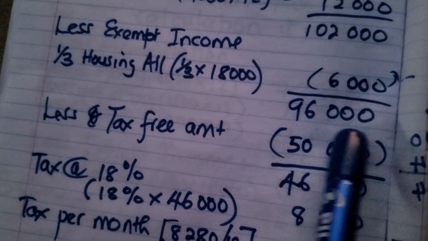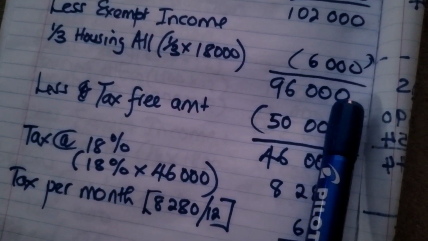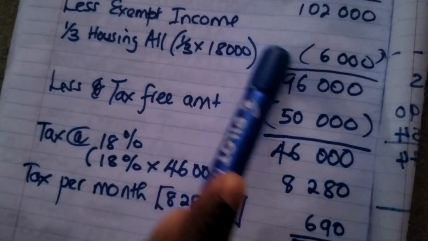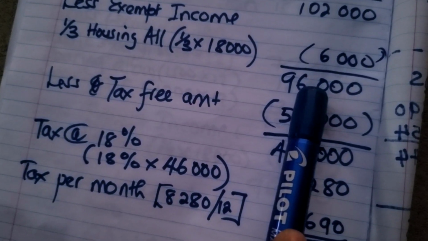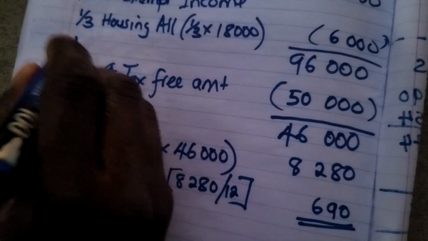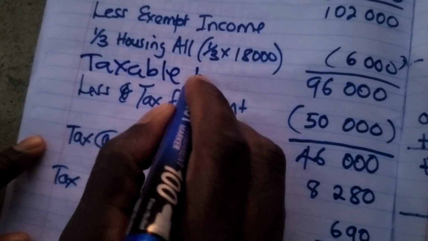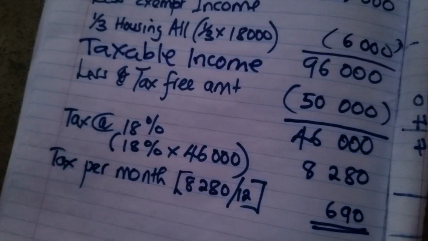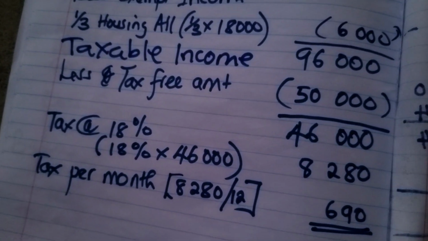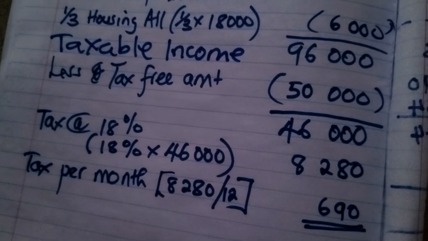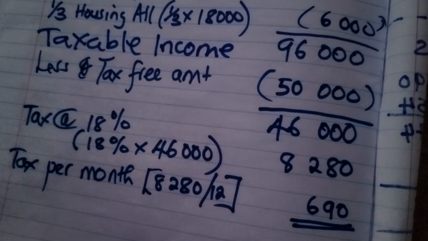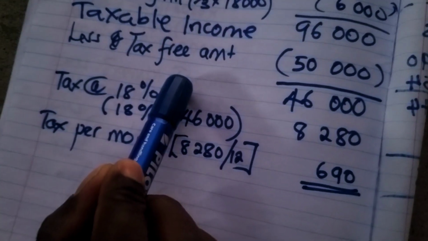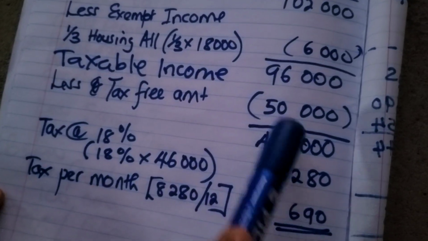Now, this 96,000 means that is the total taxable income. I mean, the total income of this person after removing the exempt amount. Now, when we have this taxable income, this is where we now apply the tax rates. So from the previous tax tables, I told you in my description that before the new tax tables were implemented starting this month, the tax-free amount was 50,000.